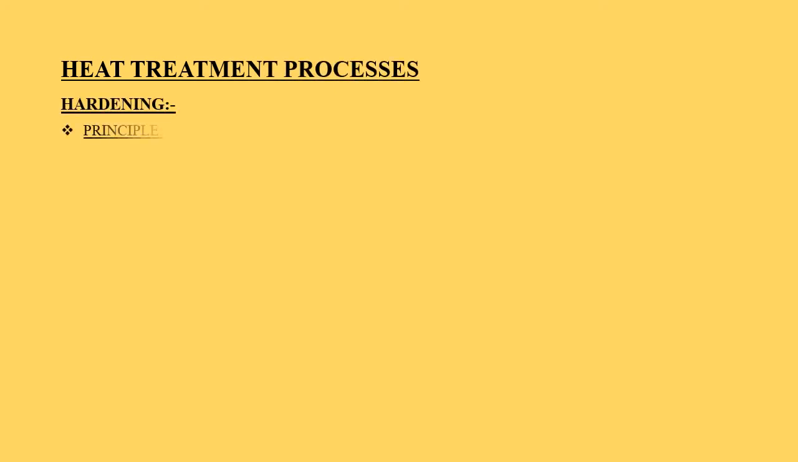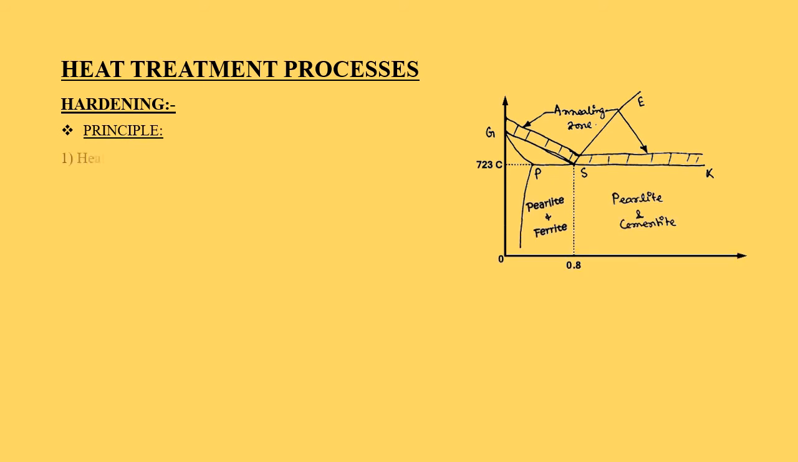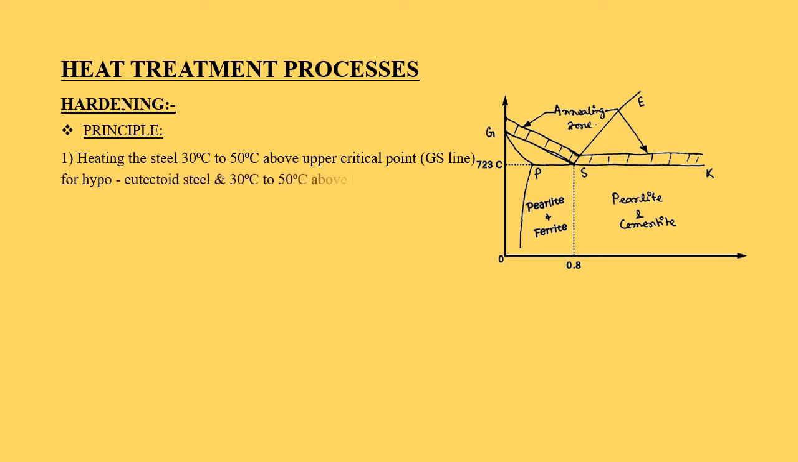Hardening. The process consists of heating the steel part 30 to 50 degrees centigrade above the upper critical point, that is GS line in the diagram, for hypoeutectoid steel, and 30 to 50 degrees centigrade above the upper critical point, that is PSK line in the diagram for hypereutectoid steel.